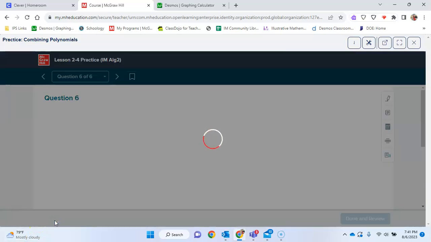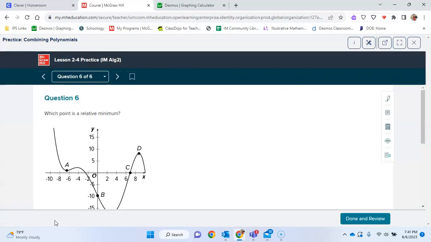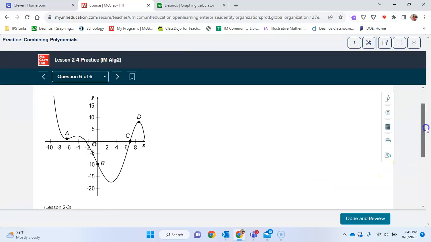Last question. Which point is a relative minimum? All right, as I told you before, relative minimum is a valley. You can see this is a relative minimum, but they don't have it marked. It's a valley, so the only relative minimum that they have marked is A.